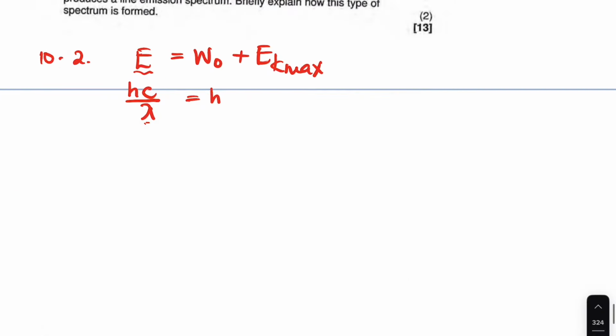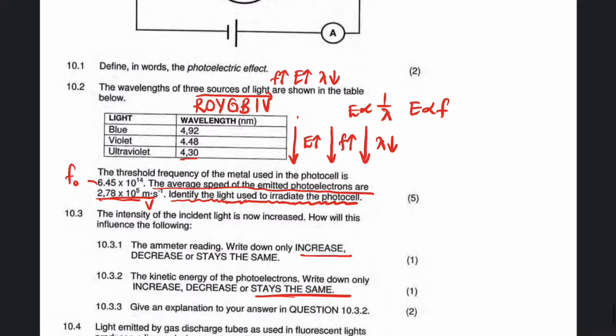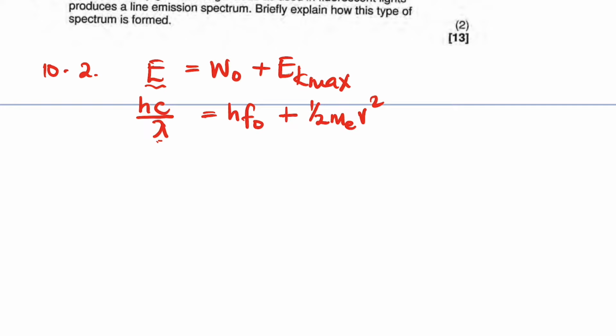So that means we're going to expand that into Planck's constant times the threshold frequency, plus we're given the speed, so we can get the kinetic energy there. We expand the kinetic energy: mass of the electron times the speed of the electrons, which is the photoelectrons. Then we substitute it there. Planck's constant is 6.63 times 10 to the power negative 34. You can get it at the back of the data sheet. And then the c, which is the speed of light, you can get at the back of the data sheet. And then we divide, and that's our unknown.